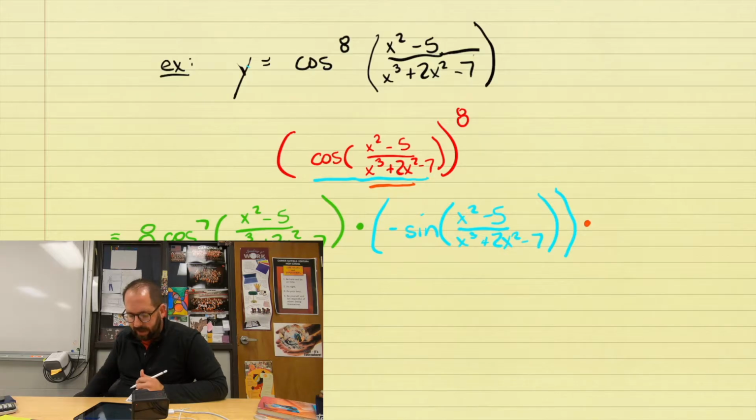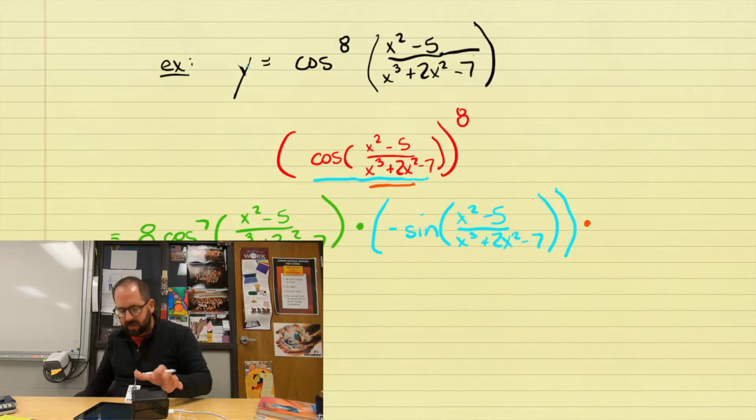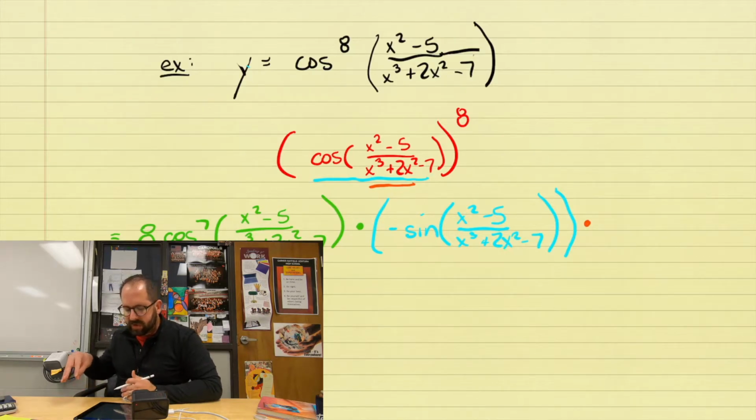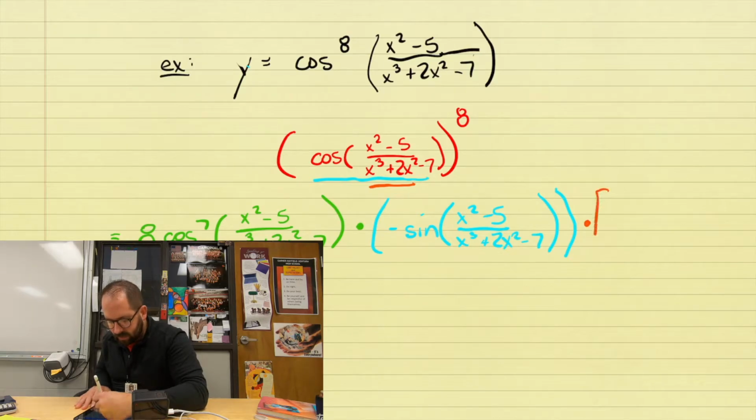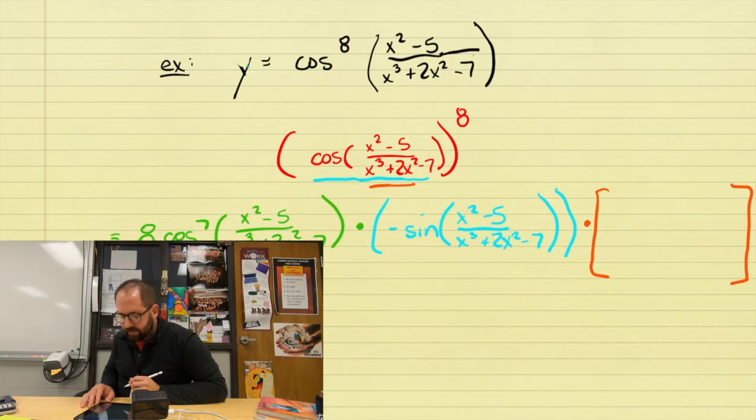So we have a big complicated thing. We dropped the power, subtracted, we did the derivative of the inside. But now, what is the derivative of the inside of the cosine part? What's the derivative of the inside of cosine? How do we do that part inside that parenthesis? What's the rule? 2x.